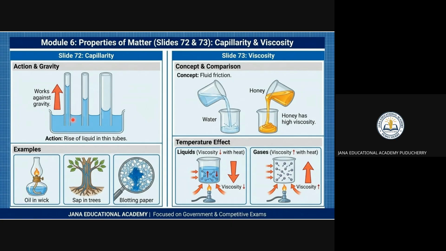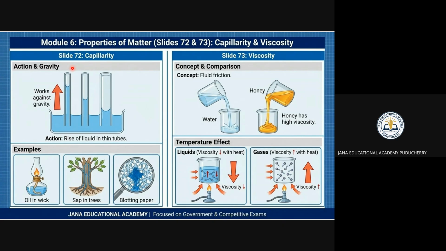The cohesive force is nothing but the liquid to liquid attraction. The adhesive force is nothing but the solid and the liquid attraction, or you can say the wall of the tube and the liquid attraction. So what happens if the adhesive force is more? The fluid is going to rise in the tube when the adhesive force is greater than the cohesive force.